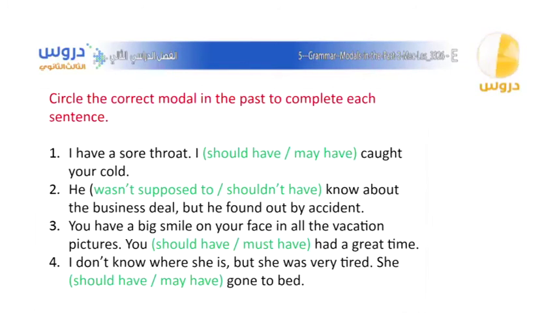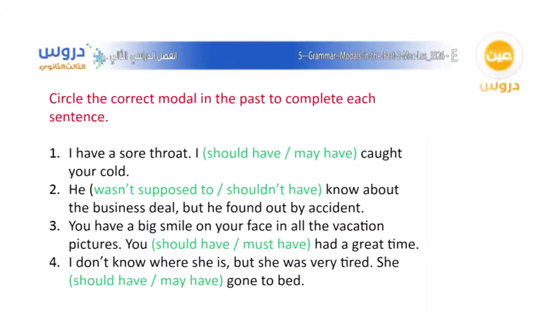Hiba, the next one. I don't know where she is, but she was very tired. She should have, or she may have gone to bed. Should have. Look, we're talking about uncertainty, okay? We don't know where she is, and we're not sure. So the answer should be may have.